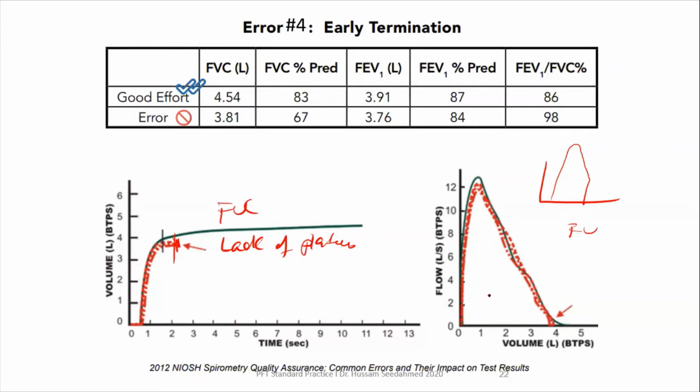A rapid drop to zero. What is the effect? It will falsely reduce the FVC. The FVC will be falsely reduced, so it will be misinterpreted as restrictive, like poor effort before. This will be misinterpreted as restrictive. How to solve this problem? Also by coaching. You need to coach the subject to keep blowing until he is told to stop. Keep going, keep going, and you instruct him to stop. So this is early termination.